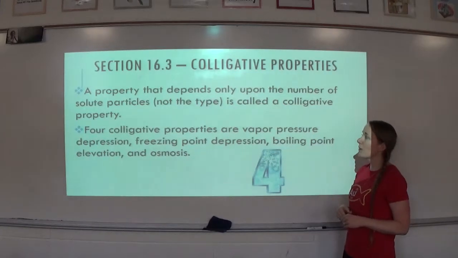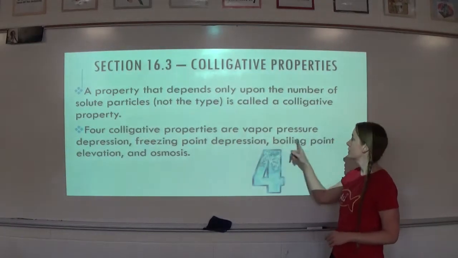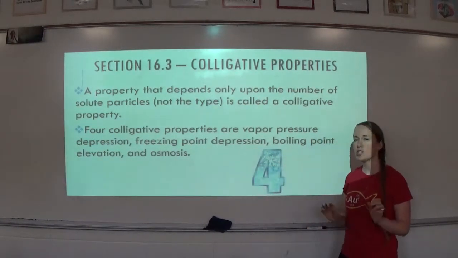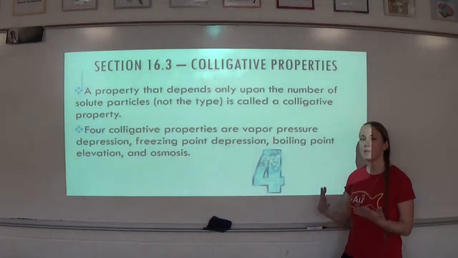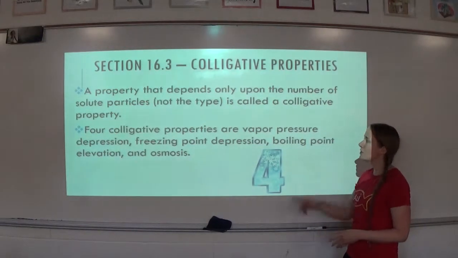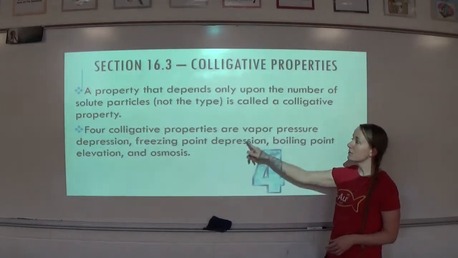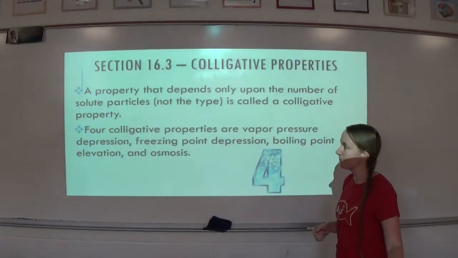So four colligative properties that we're going to talk about are vapor pressure depression, freezing point depression, boiling point elevation, and then we're going to talk about osmosis just a little bit. I cover osmosis a little bit more in AP, but I will at least introduce it here. Of course, depression means it goes down, so vapor pressure is decreasing, freezing point is decreasing, and boiling point is elevating or going up.